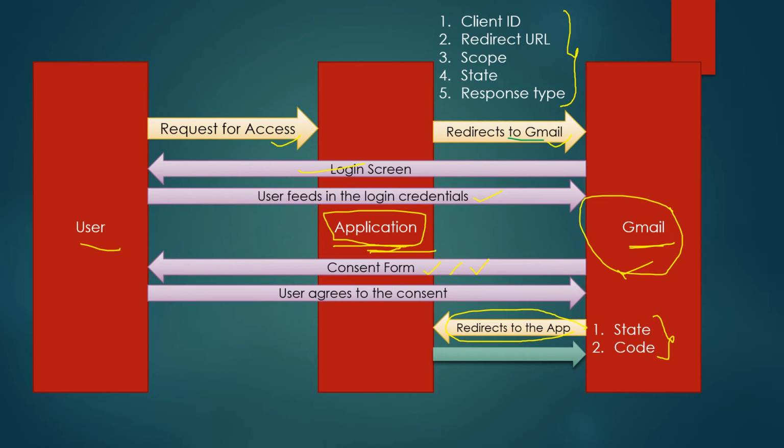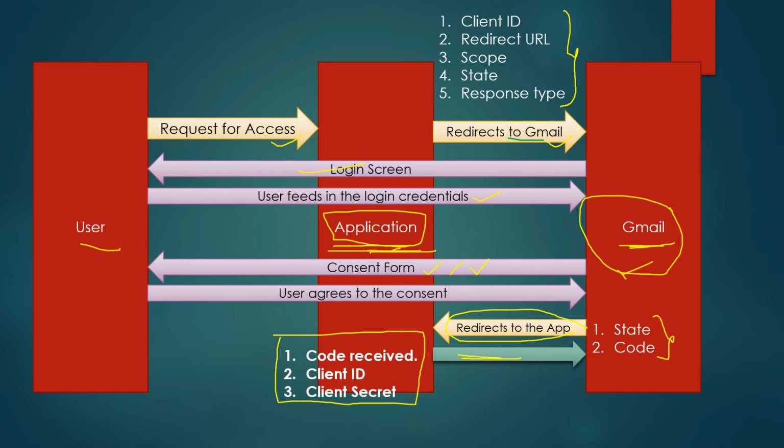this application to Gmail. Now remember that this request is outside of the browser. The request that this application is making to Gmail is outside of the browser with certain parameters, like there was a code which was received during this redirect request. There was a client ID and a client secret.